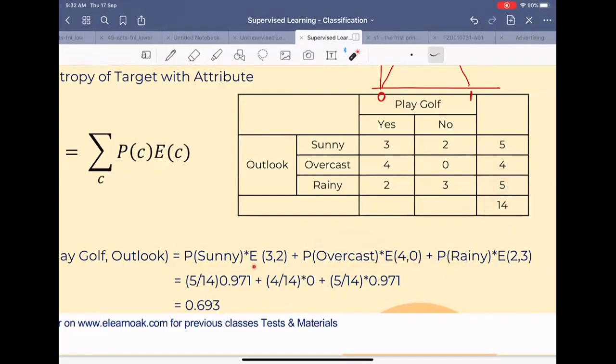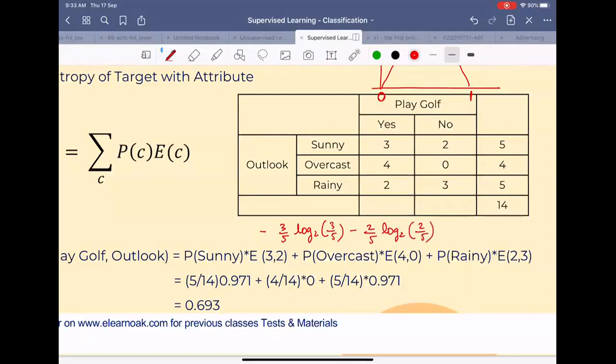What is the probability of 3, 2? What is entropy of 3, 2? For entropy, we'll go back to our previous formula and implement something like this. This will be minus 3 by 5 log to the base 2 of 3 by 5, minus 2 by 5 log to the base 2 of 2 by 5.